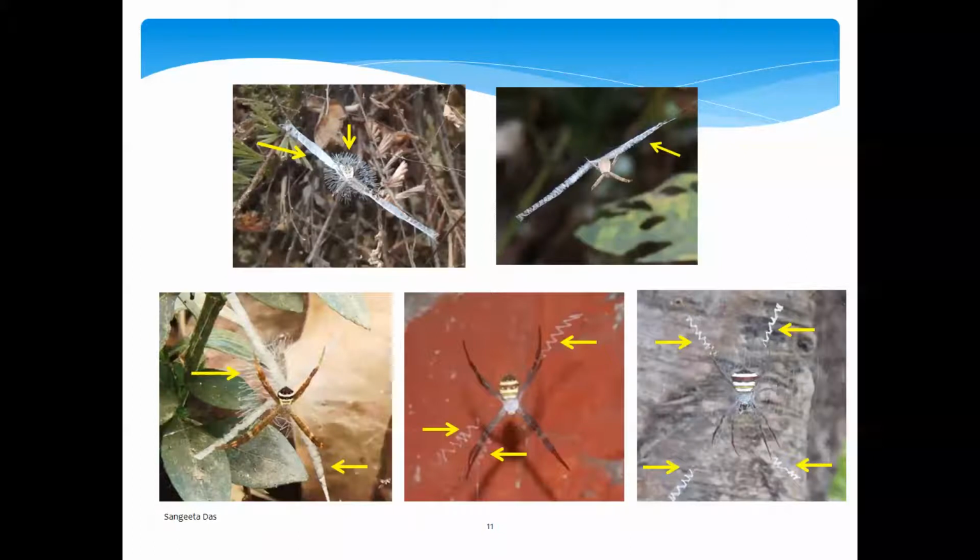We have a discontinuous stabilimentum with 4 arms present. During my research work, I got up to 6 arms. So it is not always 4 arms present for an adult Argiope pulchella. It can extend beyond 4. The maximum I got was 6 arms of this stabilimentum.